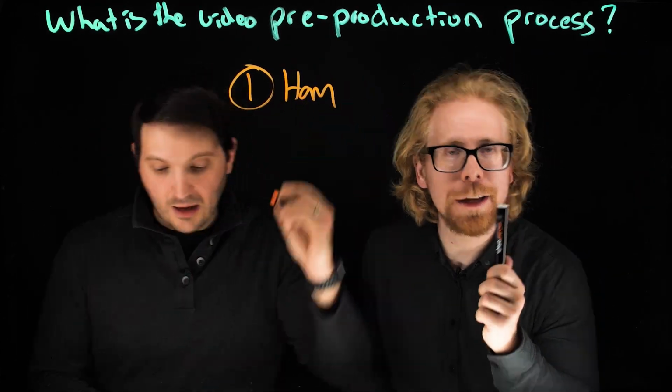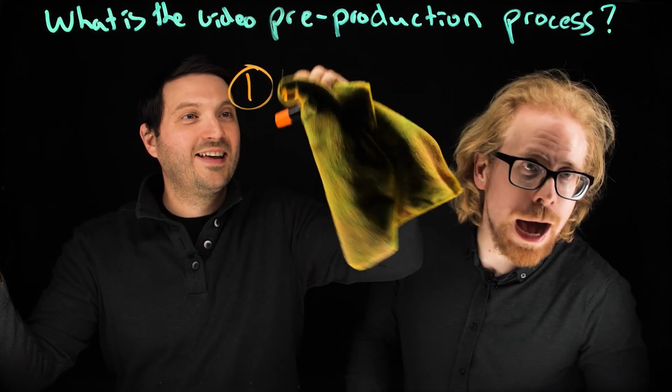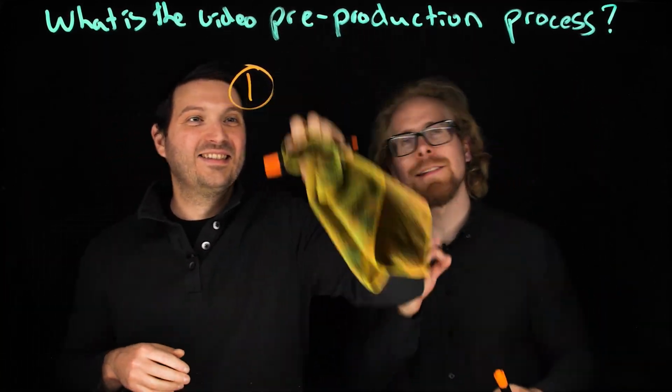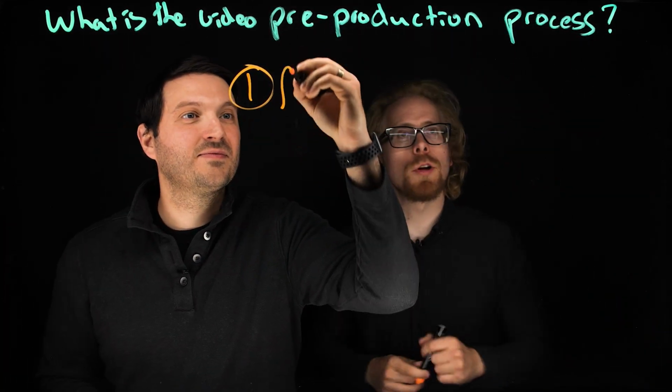Number one, the most important part of video pre-production that is overlooked is you need to identify hamburgers. I'm just kidding. It's not the hamburgers. It's ROI, the return on investment that you and your team are looking for.